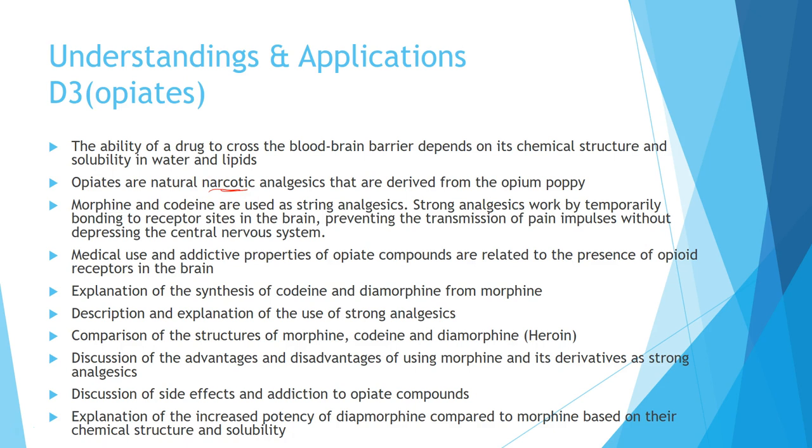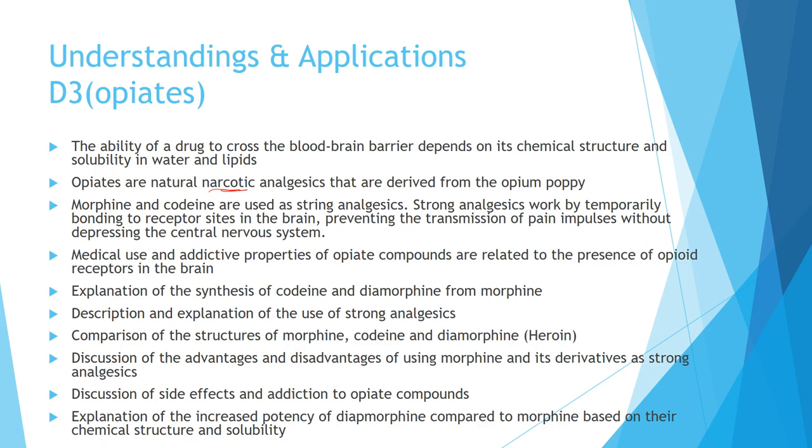Where they're derived from, so morphine and codeine being used as strong analgesics, and how they work, the medical use and addictive properties of these compounds, explanation of the synthesis of these compounds, and why they're used. Also looking at comparing the structures, so page 38 and 39 of our data booklet, and being able to identify those key structural features and how they're similar and how they're different.